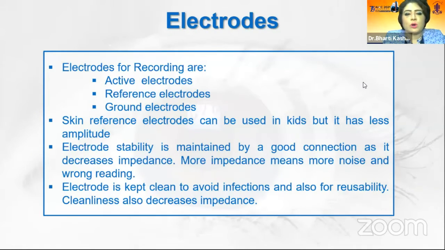The electrodes for recording are active electrodes, reference electrodes, and ground electrodes. The skin reference electrodes can be used in kits, but it has less amplitude.